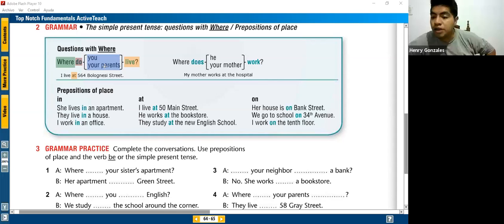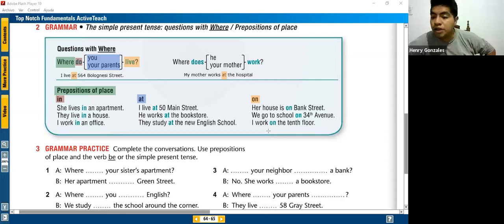In the prepositions of place, students, we have three prepositions. We have the preposition in, we have the preposition at, and we have the preposition on, which is here. Okay, so we have these three prepositions. And let's start with the first one.